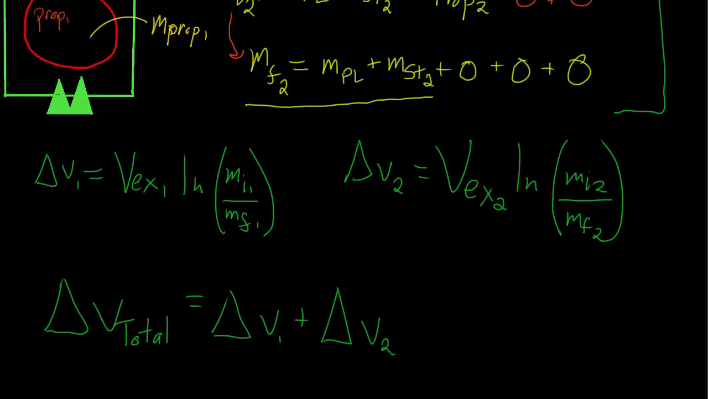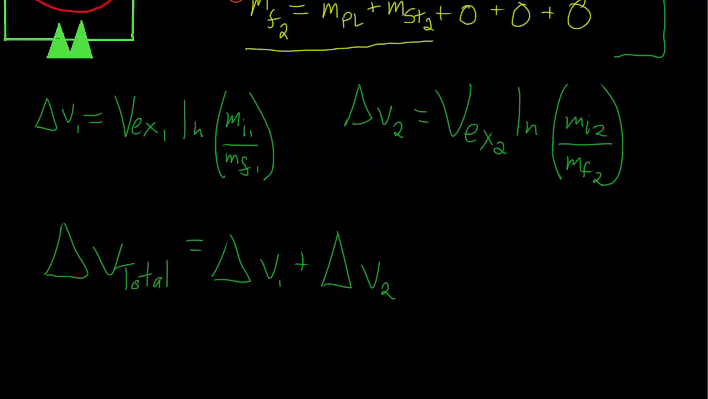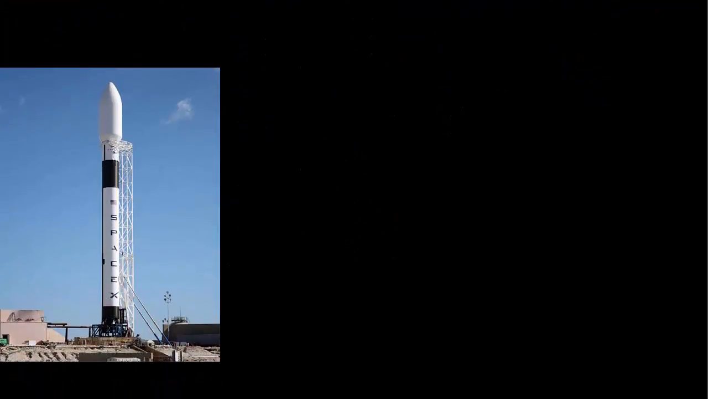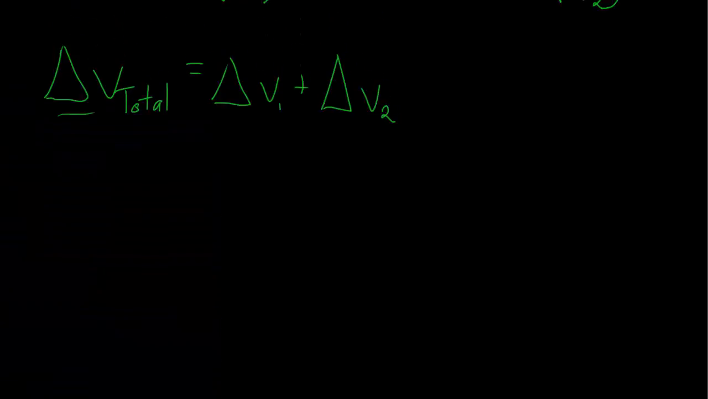So let's do an example with one of these problems. Let's try to find the change in total velocity of a SpaceX Falcon 9 rocket. Here's a picture of it. The SpaceX Falcon 9 rocket is not a single stage rocket, it's a double stage rocket. Here's the first stage of the rocket, stage 1, and here is the second stage of the rocket. In comparison, the second stage is much smaller than the first stage. So let's get some numbers in and do some examples.